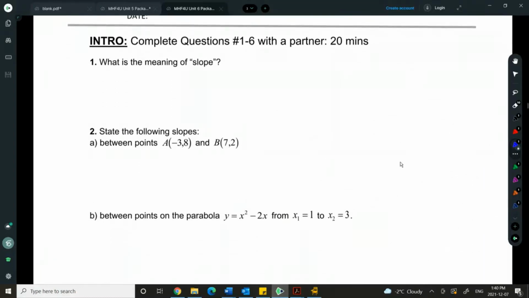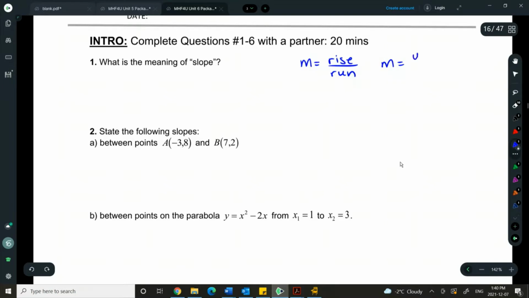All right, so now that you've taken some time to do this on your own, let's go through these 6 questions to get us ready for our lesson for today. So what is the meaning of slope? There's a couple of different things that we might remember about slope. Maybe some of them are formulas. So slope represents rise over run. We also have the formula for slope where we have the change in y over the change in x.